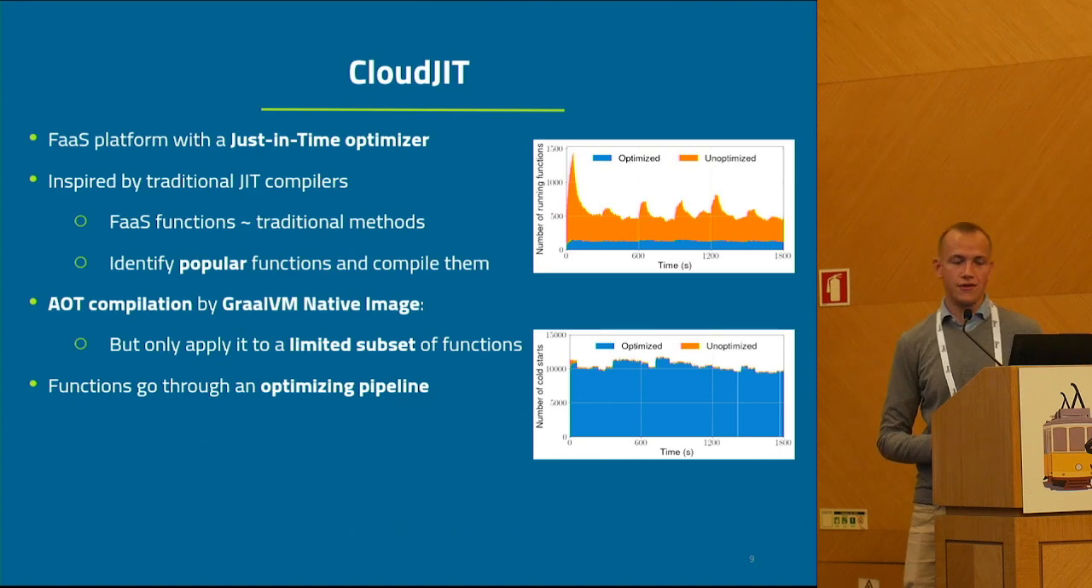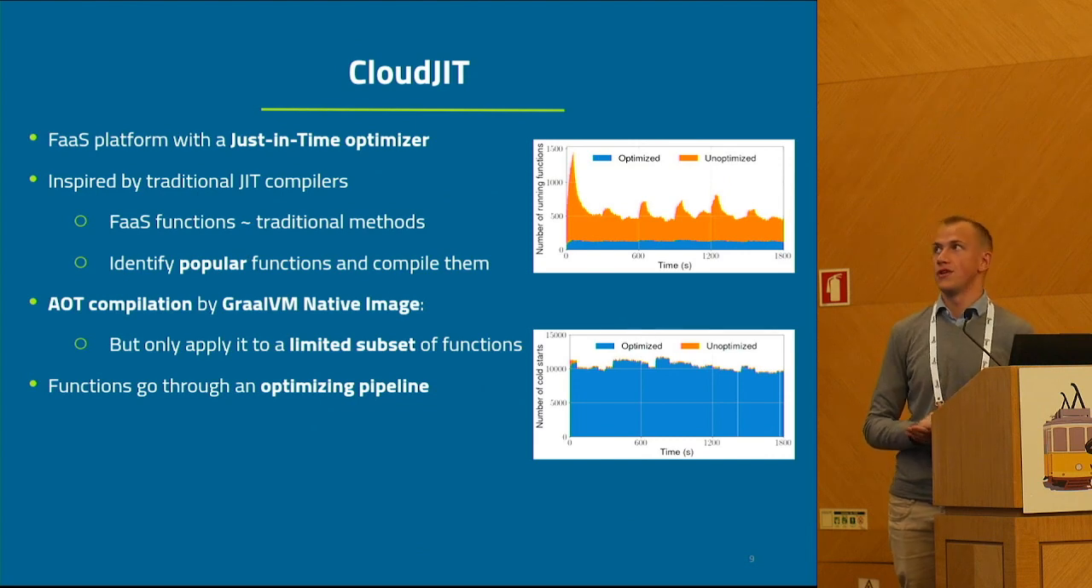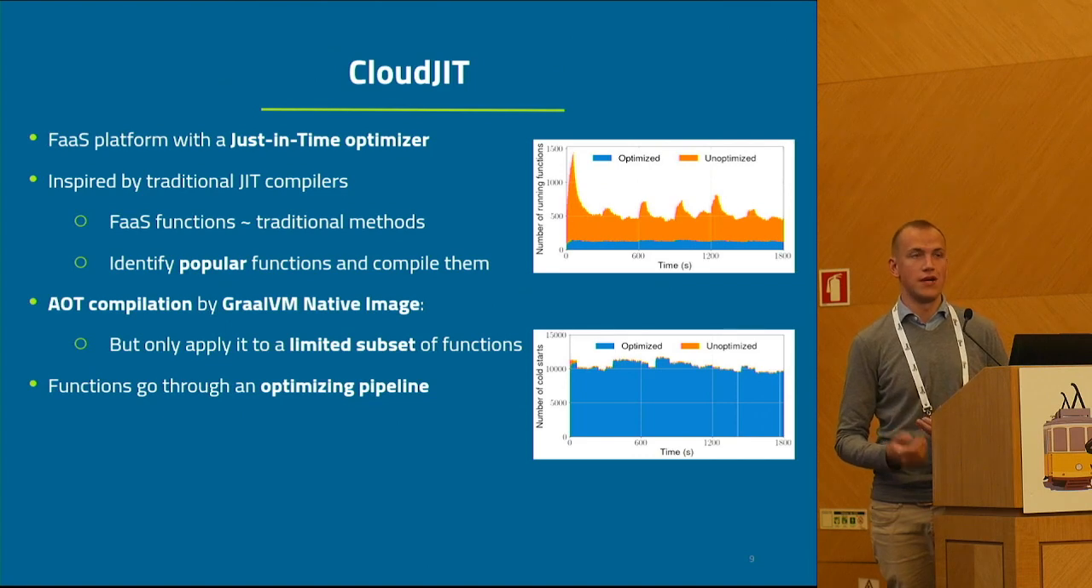So having this in mind, we introduced CloudJIT. CloudJIT is a function as a service platform that features a just-in-time optimizer. As its name suggests, it is inspired by traditional JIT compilers.